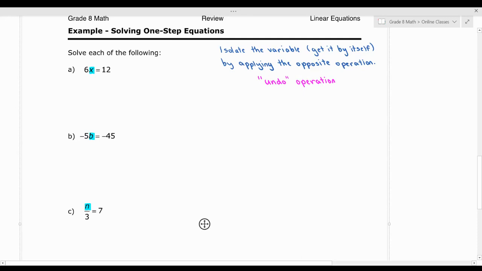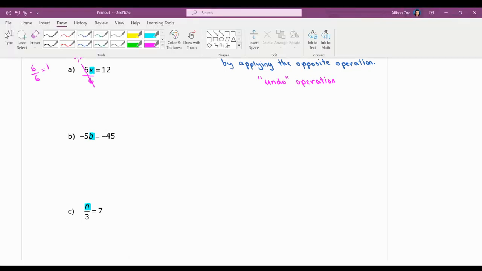So for our first example, 6x is equal to 12, I need to undo the fact that it's being multiplied by 6. So I'm going to think, what's the opposite of multiplication? I need to know that's division, so they will undo each other. So I'm going to then divide this side by 6. The reason I want to do that is, think about it, 6 divided by 6 is really equal to 1. So these are going to cancel out. Technically there's a 1 here, but we don't need to write that. So I'm just going to write that they cancel out.